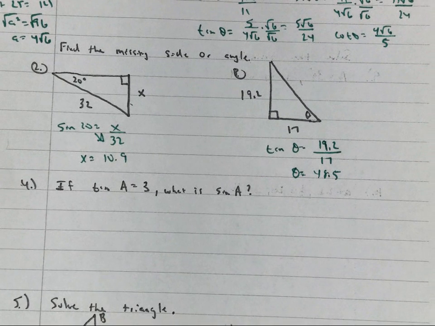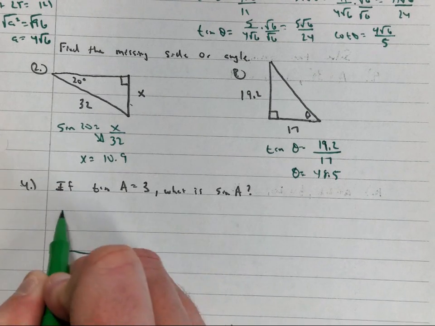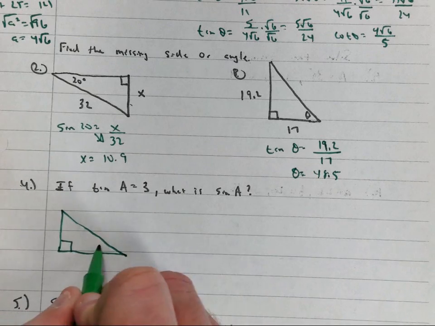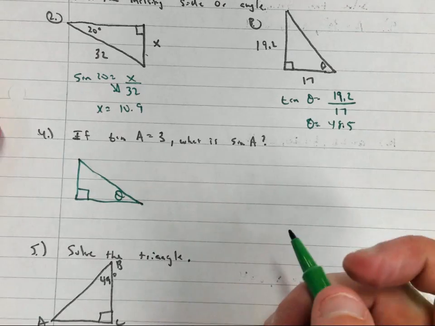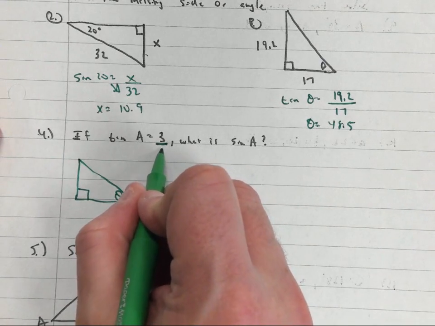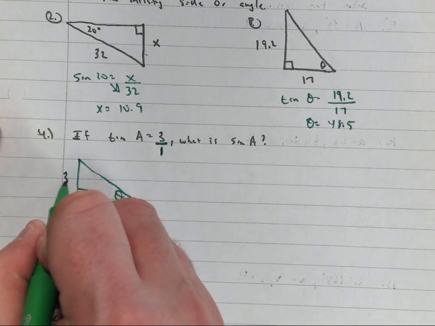Number 4, it says if tangent A equals 3, what is sine A? How would you start this problem? Draw a triangle. Put theta somewhere. I'll just put theta there. What is the definition of tangent? Opposite over adjacent. I don't have adjacent. What am I going to put there? Over 1, because isn't 3 over 1 the same thing as 3? Okay, opposite would be 3, adjacent 1.